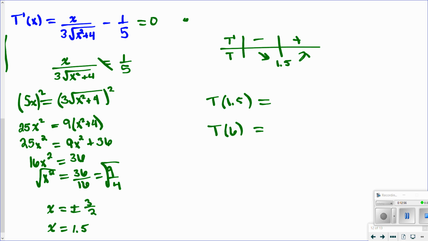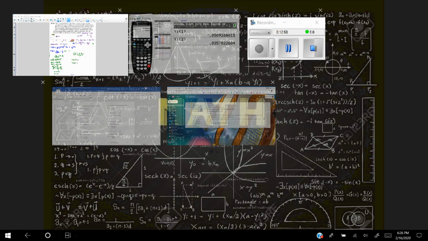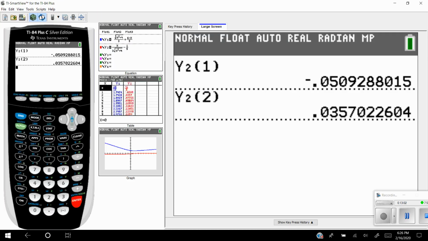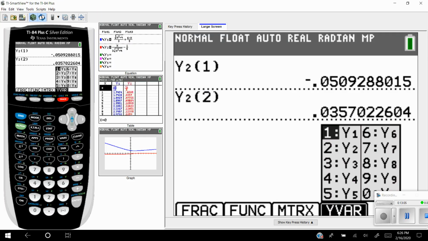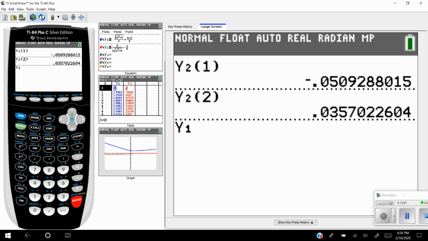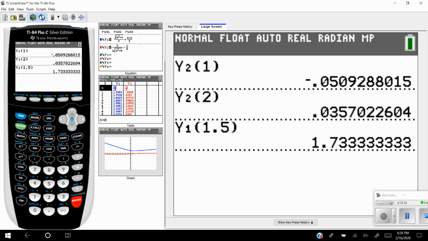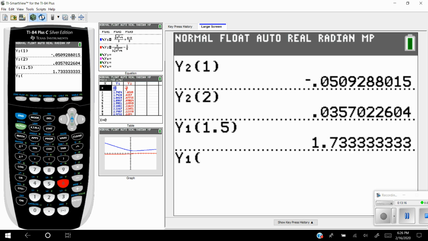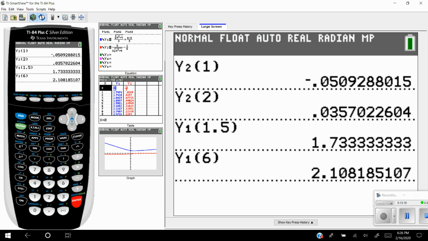So I'm going to pop back to my calculator, and now to calculate time, you're using the original function. So that's why I just stored that one in there earlier. So this will be y1 of 1.5 and y1 of 6. And so, we can see that the grand winner is 1.5, because that will minimize time, because we get a less time there.